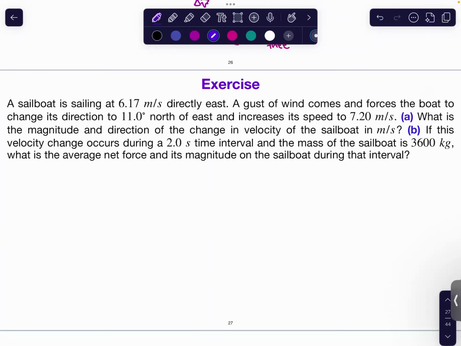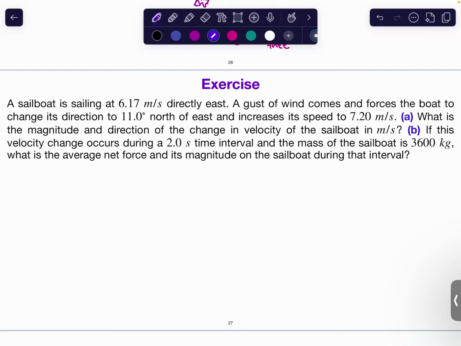Okay, here we go. So we have a boat that's sailing 6.17 meters per second directly east. A gust of wind forces the boat to change its direction to 11 degrees north of east and increase its speed to 7.2 meters per second. So first off, what is the magnitude and direction of the change in velocity of the sailboat in meters per second? If this velocity change occurs in 2.0 seconds, and the mass of the sailboat is 3,600 kilograms, what is the average net force and its magnitude on the sailboat during that interval?